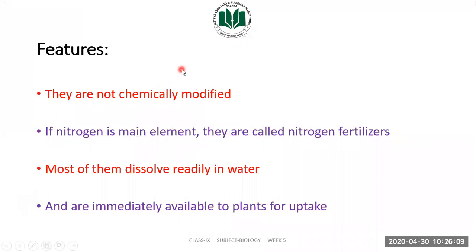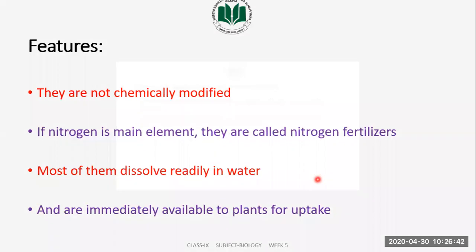Now, some of the important features of inorganic fertilizers are they are not chemically modified. If nitrogen is the main element, they are called nitrogen fertilizers. Most of them dissolve readily in water, unlike the organic fertilizers, which are very complex and cannot be easily broken down or dissolved in the water. They are immediately available to the plants for uptake. No further processing will take place in order for the plants to get them inside their body and make use of them.